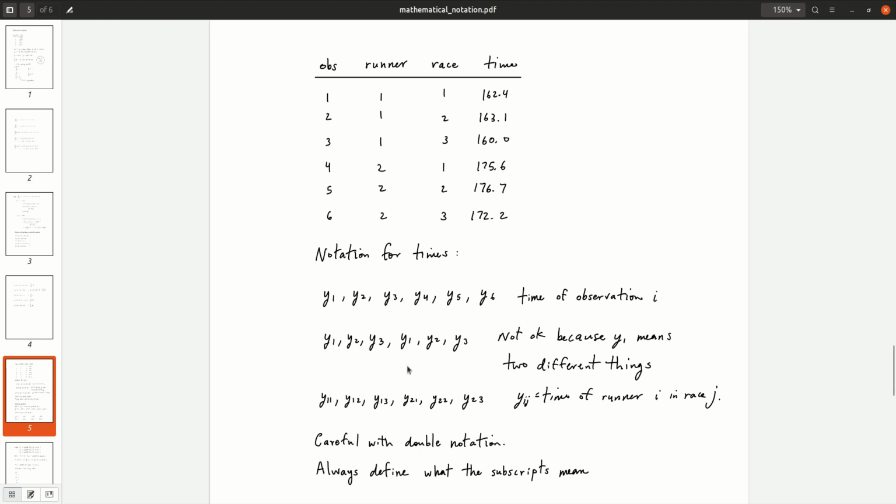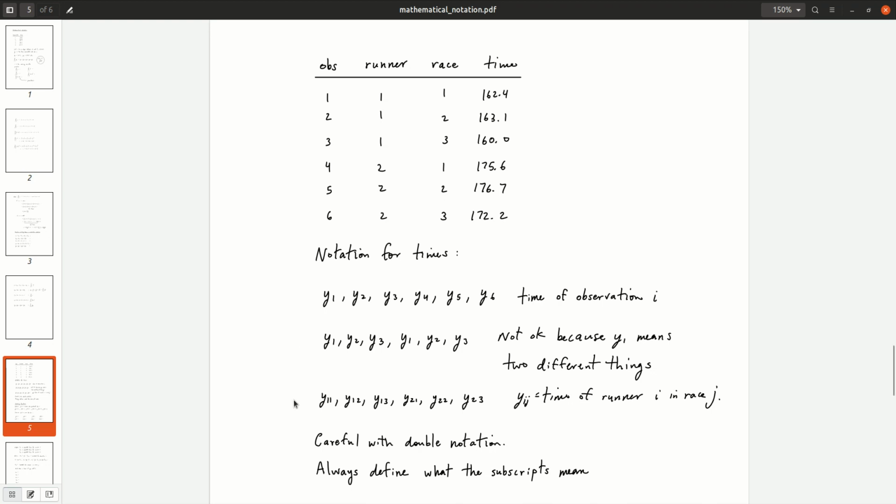So this may seem obvious, but I just saw a recent paper that makes a mistake that's similar to this, where it's ambiguous which observation it's referring to, and this caused me to not really understand what they were doing in the paper.